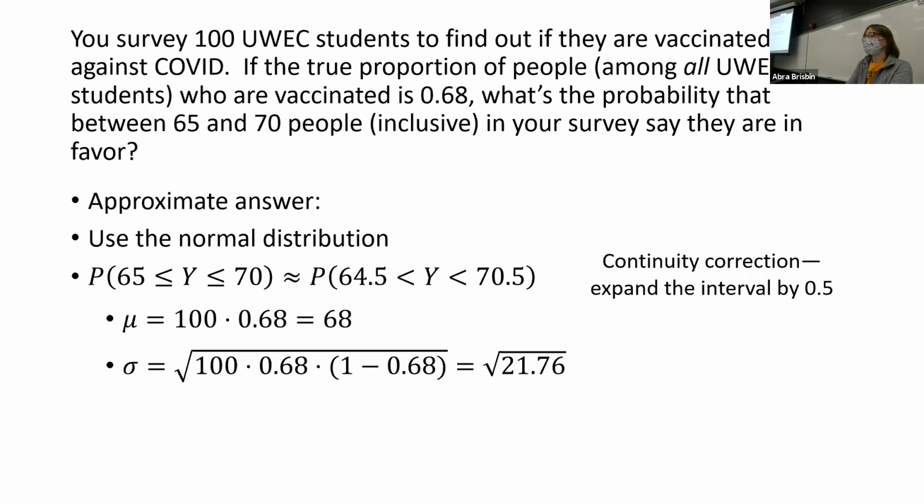And then we want to compute the mean and standard deviation that we expect for that normal distribution. So the mean is going to be n times p, so 100 times 0.68, so 68. And the standard deviation is the square root of n times p times 1 minus p. So that ends up being the square root of 21.76 in this case. So go ahead and try using a normal distribution to compute the probability that y is between 64.5 and 70.5.